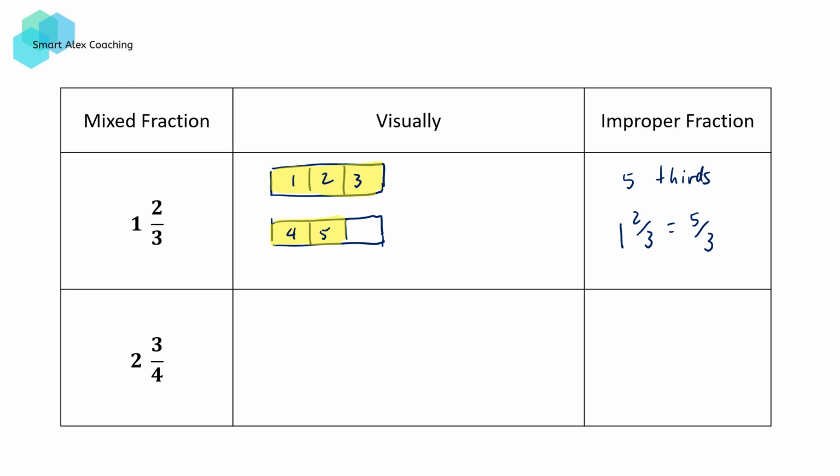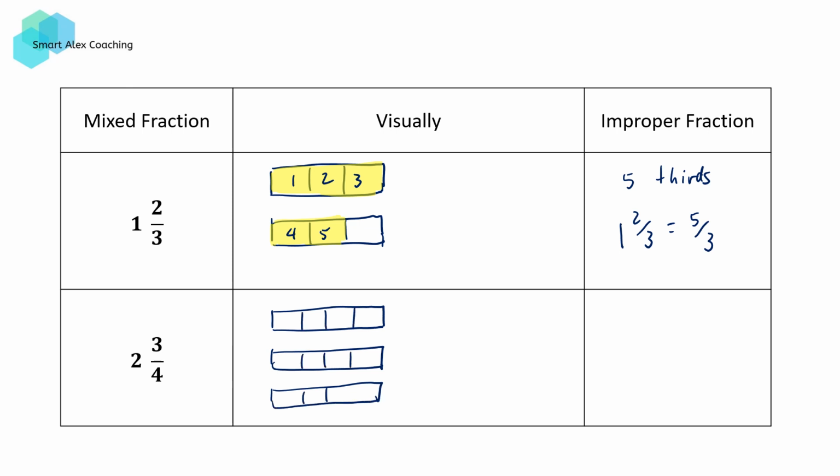So for the second example, 2 3/4, this time our denominator is 4. So we're going to divide each bar into 4 parts. I'm going to start off by drawing 3 bars. And then we're going to divide each bar into 4 parts. Essentially, again, each part is a quarter. To represent 2 wholes, we're going to shade in all of the first 2 bars. And for 3/4, we're just going to shade in 3 out of 4.